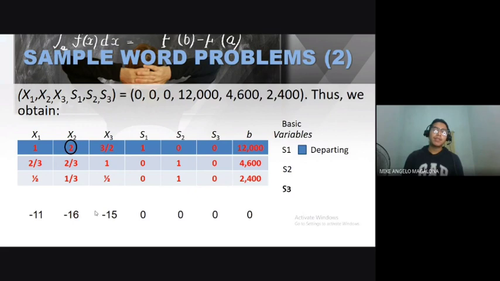For s sub 1, we have obtained 1, 0, 0. For s sub 2, we obtain 0, 1, 0. And for s sub 3, we obtain 0, 0, 1. And let b equal the basic values, and v the value of the profit, which is 12,000, 4,600, and 2,400.